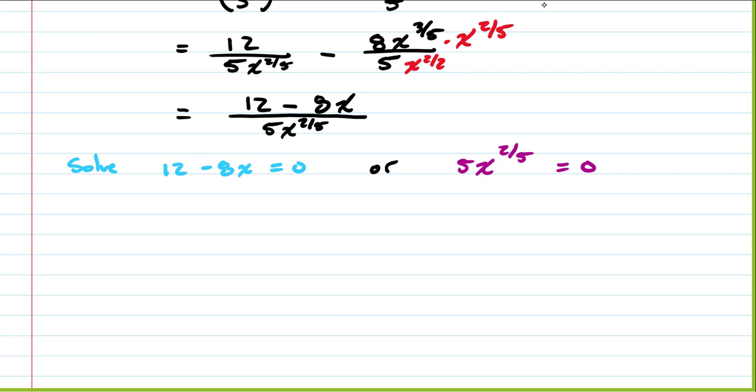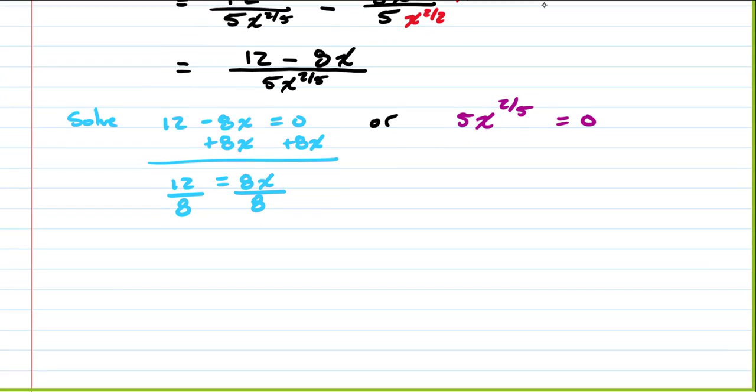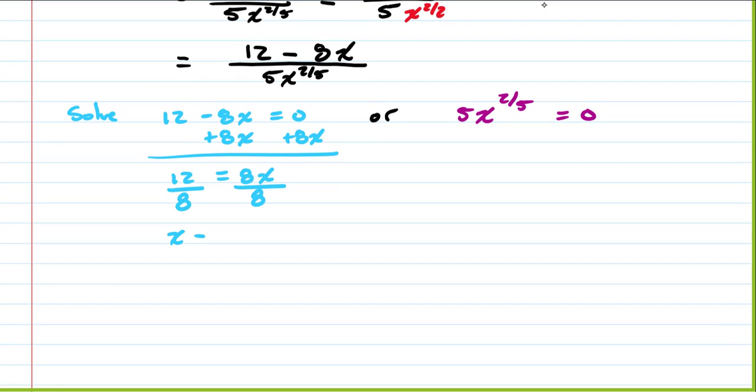So solving our first one, we add 8x to both sides. And this gives us 12 equals 8x. We divide by 8 on both sides, and each of them is divisible by 4, so we get x equals 3/2. Or this one, well, two things multiplied together equal 0 if and only if one of them is 0, so that's when x equals 0.